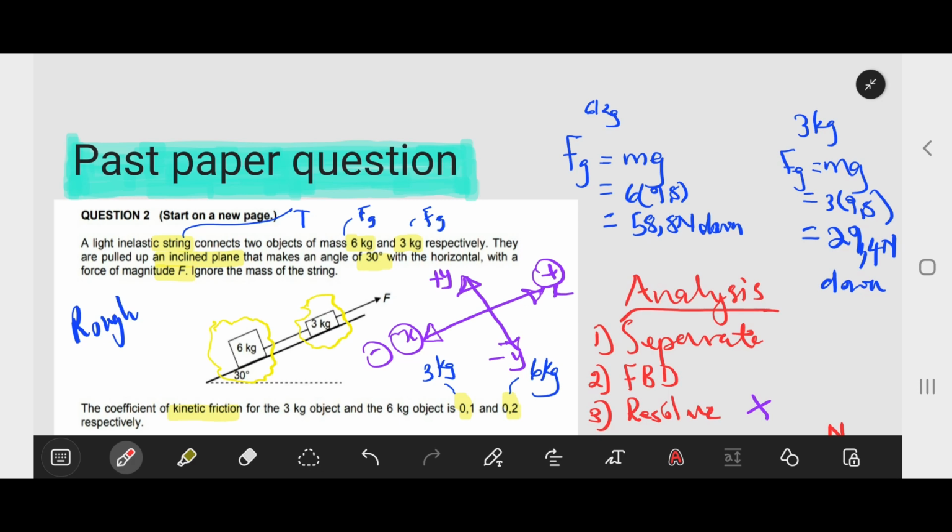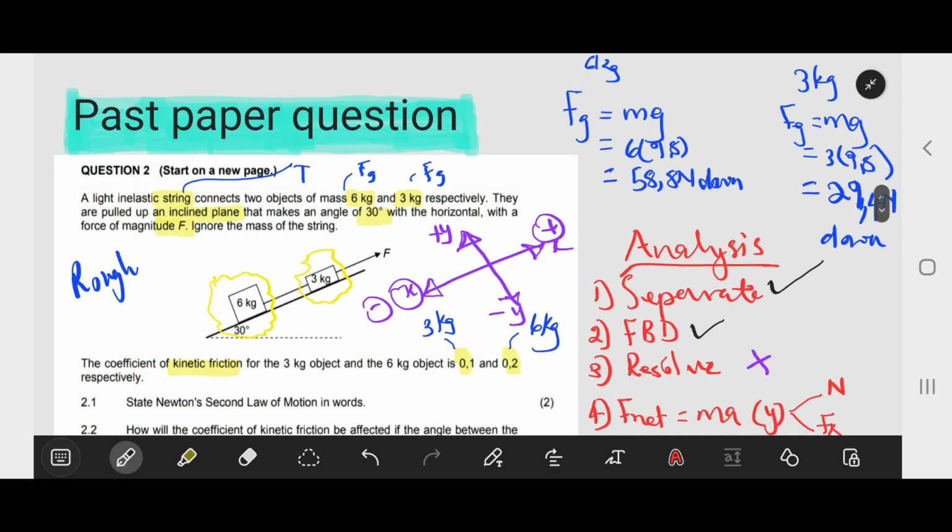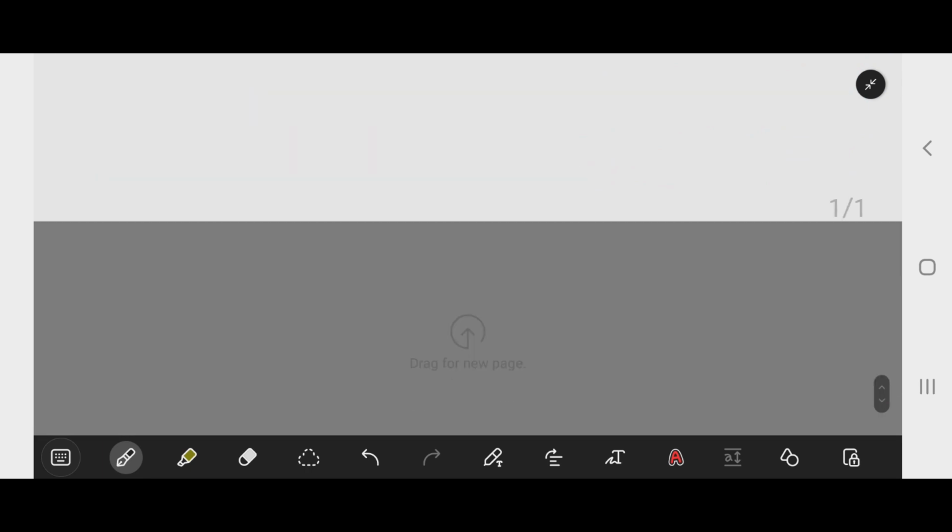We agree that we'll be applying Newton's laws on the 6 kg and Newton's laws on the 3 kg separately. So we are done with step number 1. Step number 2, the free body diagram. Remember, you have to draw the free body diagram for both objects, right? So let us do step number 2.